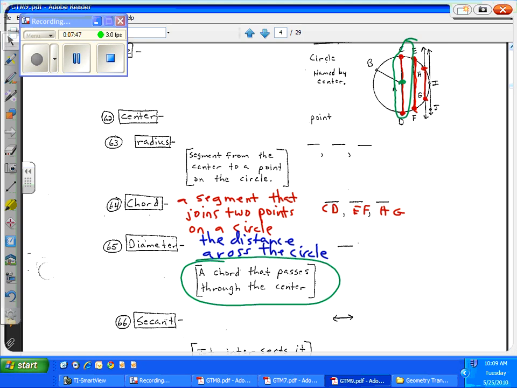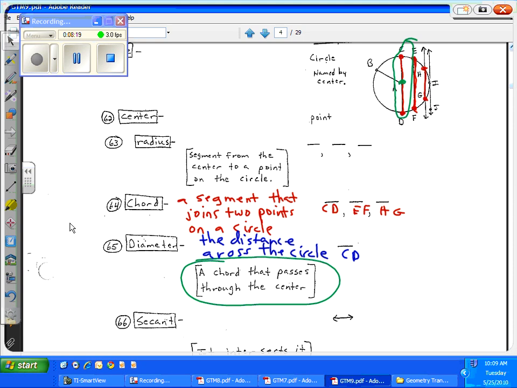So the radius is half the distance across the circle. The diameter is the entire distance across the circle. The formal definition of a diameter is a chord that passes through the center of the circle. Remember that a definition tells us how to draw something, but all definitions have to be based on other definitions, postulates, and theorems. So it's a developmental process in the language of geometry.